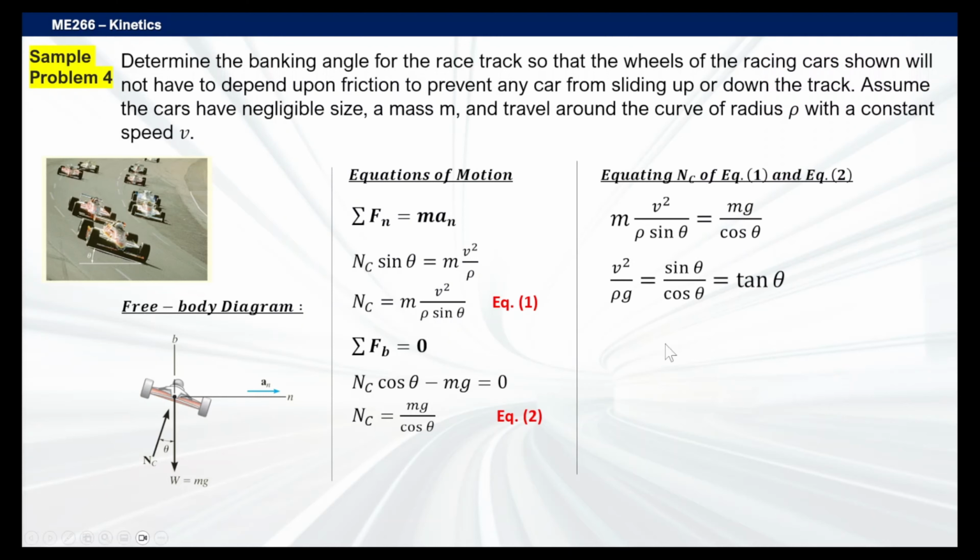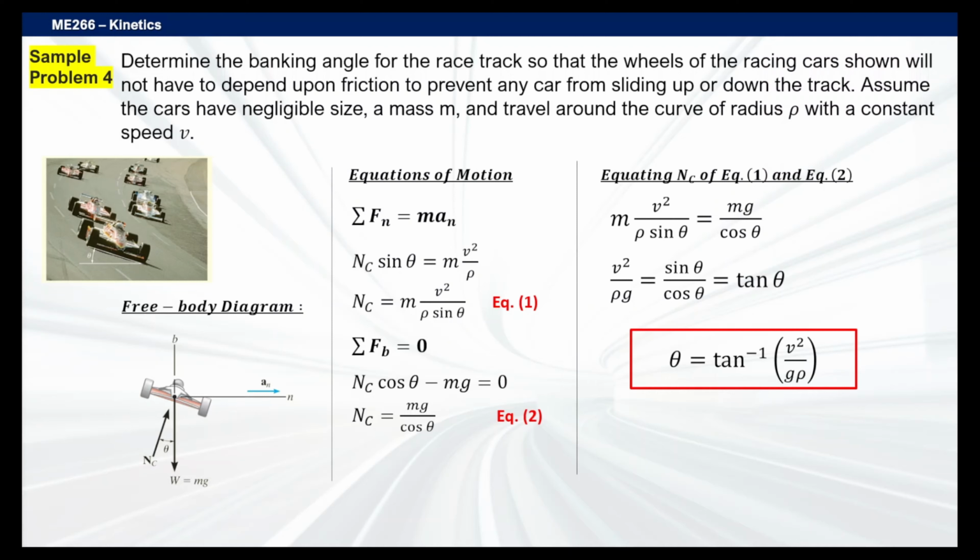And it will be represented as such. And mass will be canceled out. Sine theta will be going over the other side. That will be tangent theta. And that will be v squared over rho and acceleration due to gravity. And further simplifying the equation, we can get theta equals the banking angle, essentially is tangent inverse of v squared.